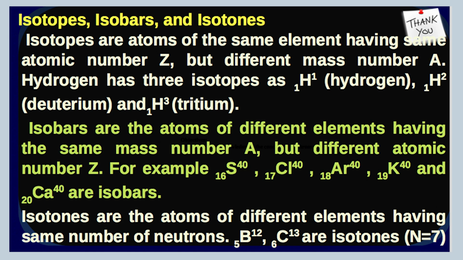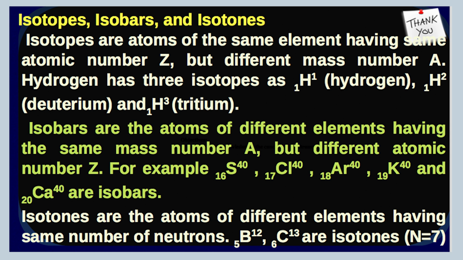So what are these terms, isotopes, isobars and isotones, and how do they differ from each other? Let us see. Isotopes are atoms of the same element having the same atomic number Z, but different mass number A.